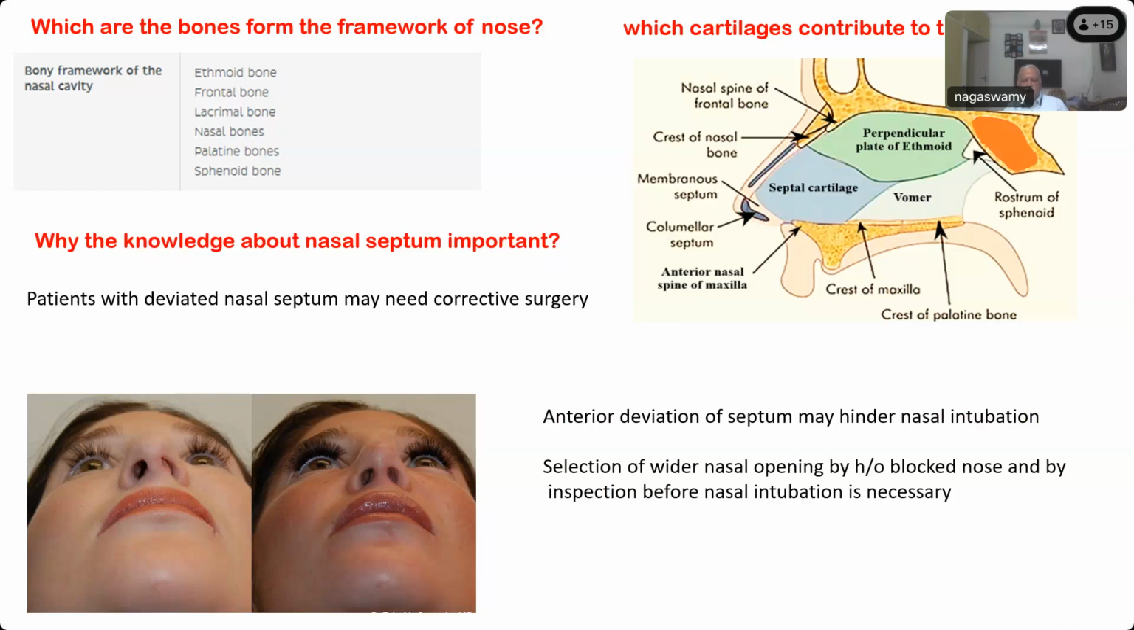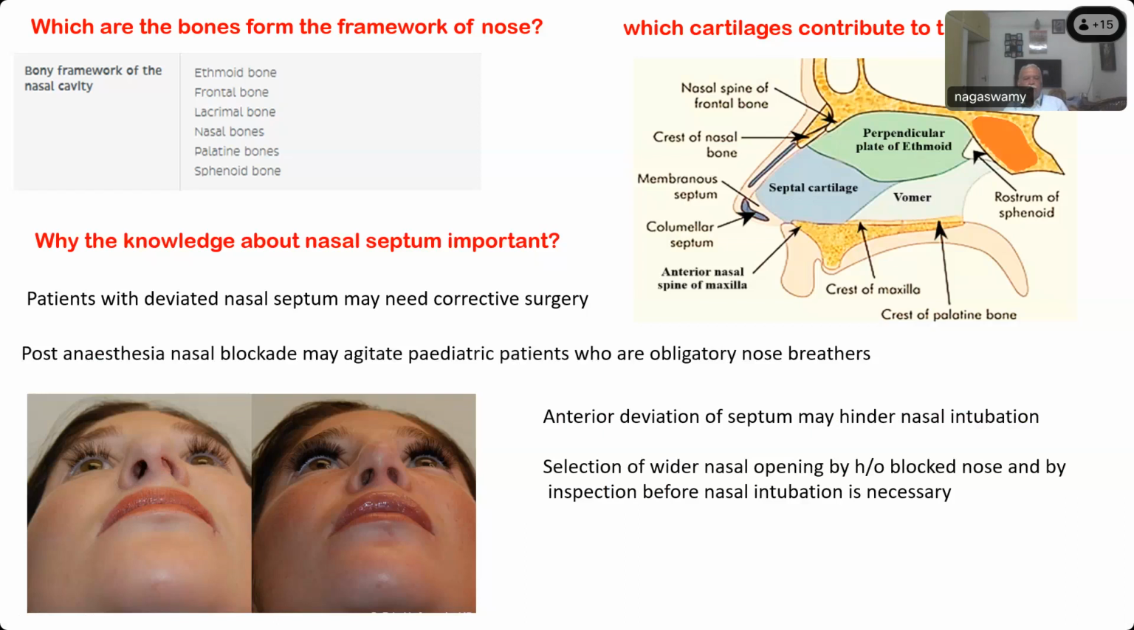So always ask the patient whether they are able to breathe adequately without difficulty through both the nostrils, including the other one alternatively. Post-anesthesia nasal blockade may also agitate pediatric patients who are obligatory nose breathers. If children have nasal congestion with enlarged turbinate bones, you have to be very careful if you do GA, because post-operatively there may be congestion and nasal blockade, and children may cry because of inability to breathe through the nostril.